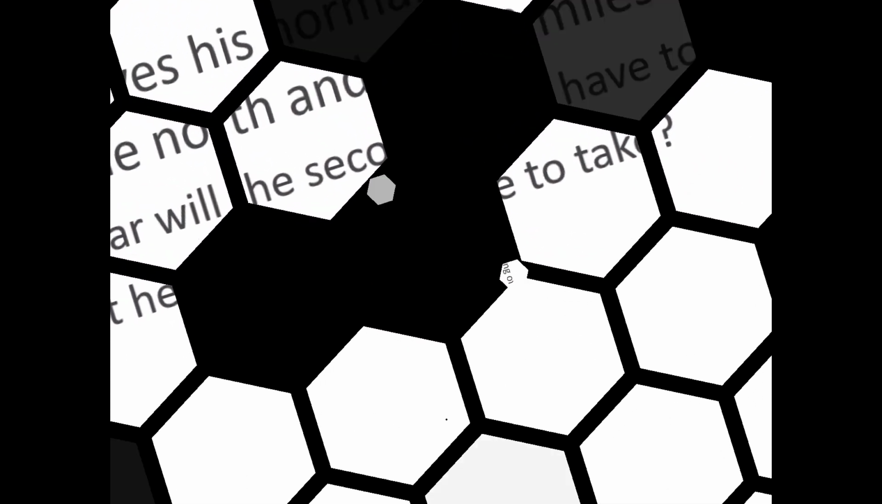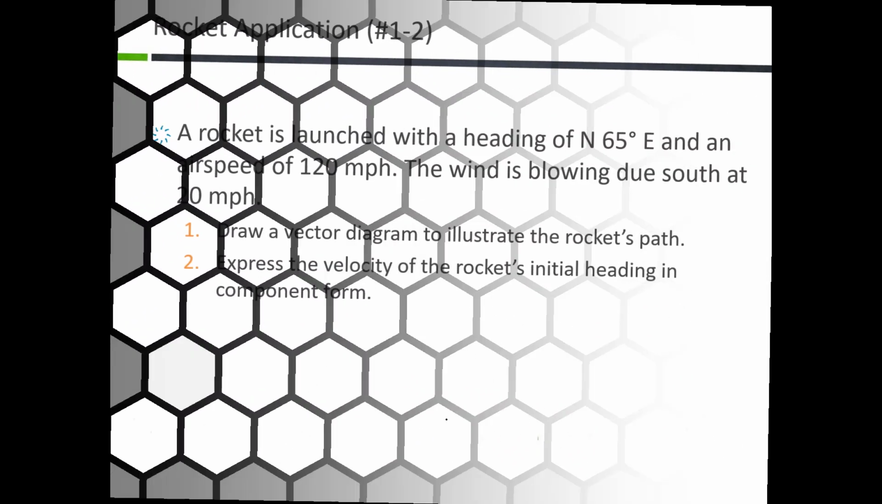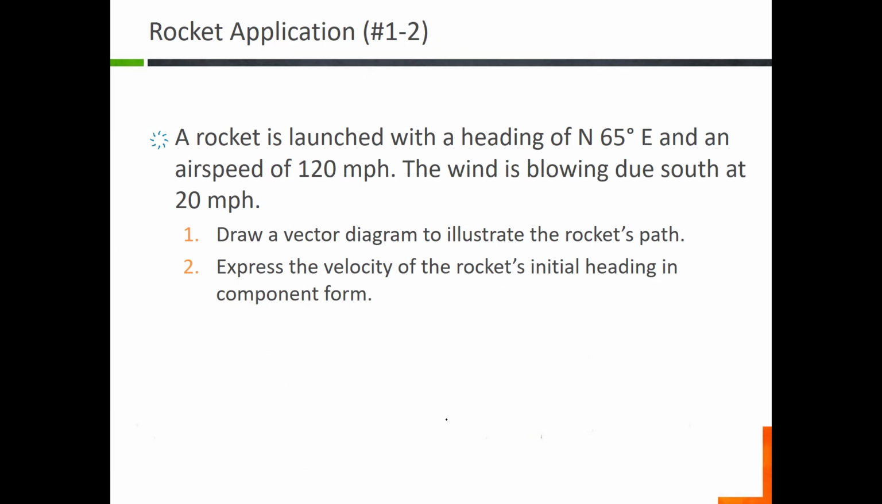All right, let's try one more example. It'll be similar in nature, but a little more complex in the information we're given. We are launching a rocket with a heading of north 65 degrees east with an airspeed of 120 miles per hour, and the wind is blowing due south at 20 miles per hour. We want to draw a vector diagram to illustrate the rocket's path, and then express the velocity of the rocket's initial heading in component form.